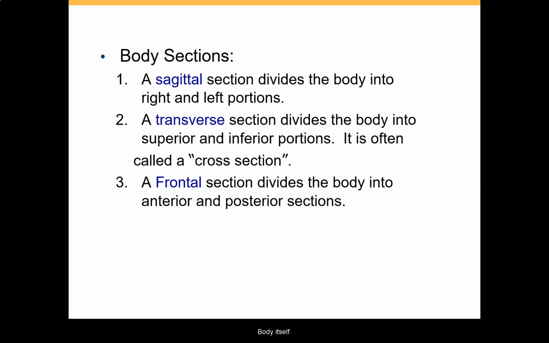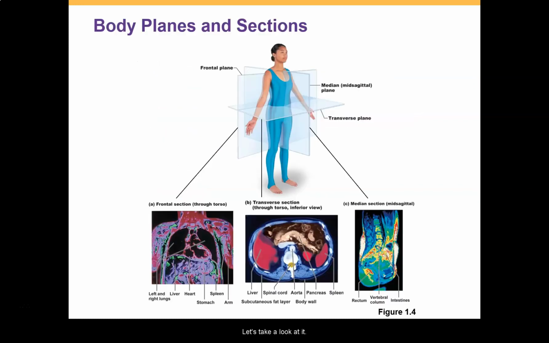The body itself, when we are viewing it, can be divided or cut into three major sections: sagittal, transverse, and frontal. Let's take a look at a picture. Transverse, shown here.